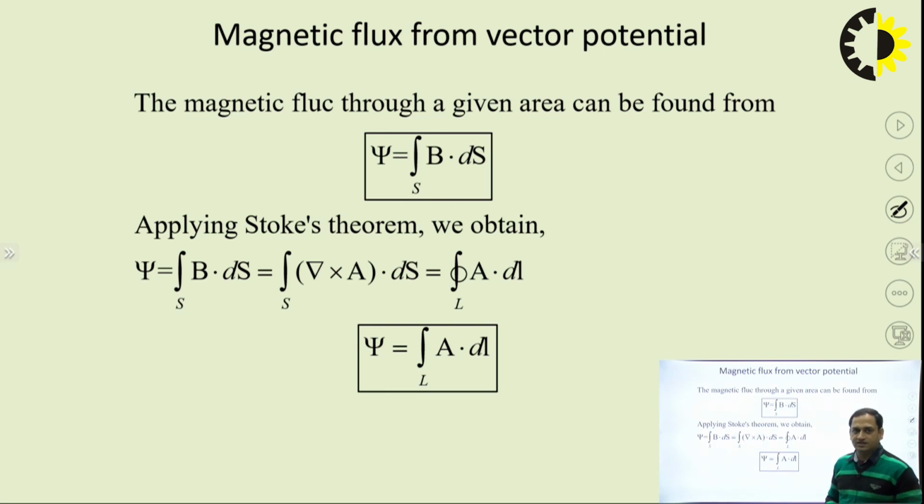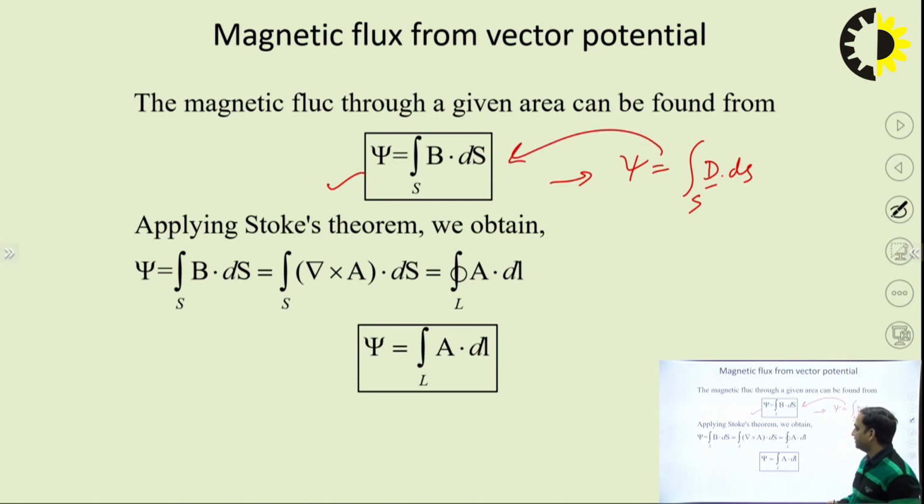through a given surface area, for that psi is equal to B dot ds, right? In the case of electrostatics, I am just giving the comparison along with it, phi was equal to D dot ds when we have the open surface and electric flux density D. Similar to that, in analogy with that, we have psi equal to B dot ds in the magnetic field. So when we apply the Stokes theorem into it, why are we applying the Stokes theorem?